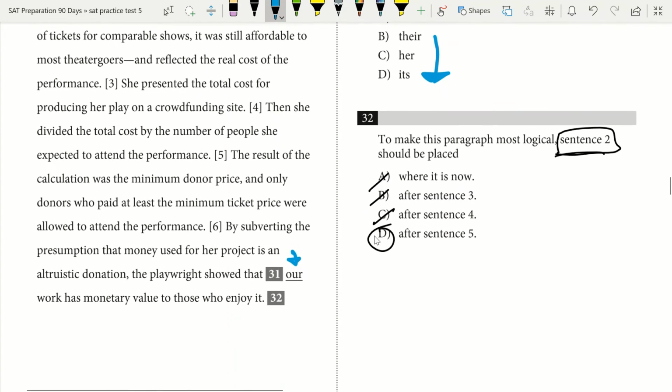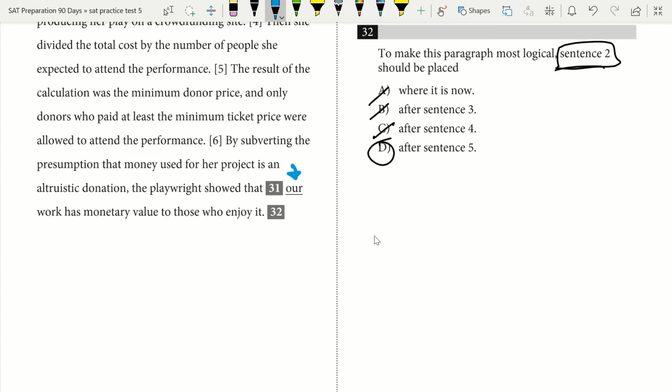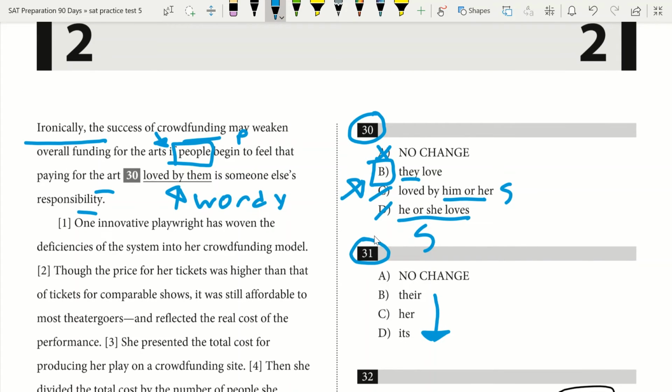Now, in order to determine which pronoun should be used, I have to find my antecedent once again. So I'm going to start in my sentence: by subverting the presumption that money used for her project is an altruistic donation, the playwright showed that her work, right? We know the playwright is female because it's her project and it's her work. So we want to maintain that parallel structure between it being her project and it being her work. It has monetary value to those who enjoy it. So our answer there is going to be C. We want her there.